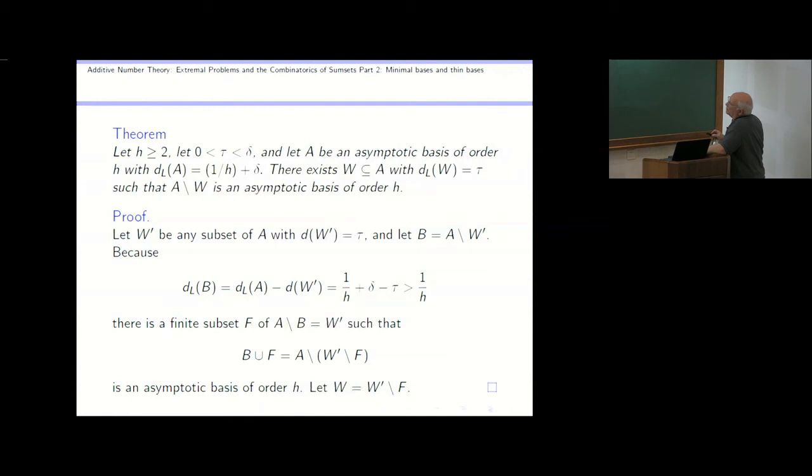This is positive, so it's strictly bigger than 1 over H. So there's a finite subset F of the difference, the complement of B and A, where B union F is an asymptotic basis, and we let W be this set. What this says is if you have an asymptotic basis of order H of density greater than 1 over H, there's actually a set of positive density you can remove, and what's left is still an asymptotic basis.